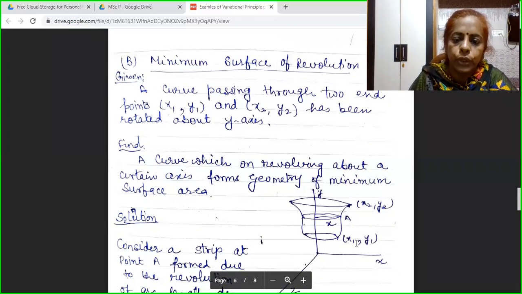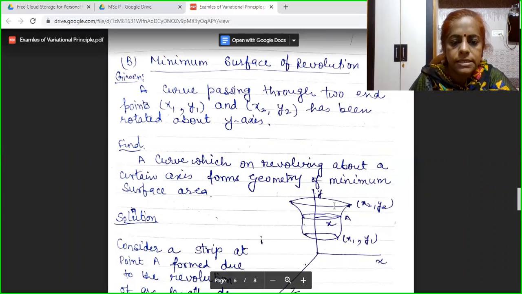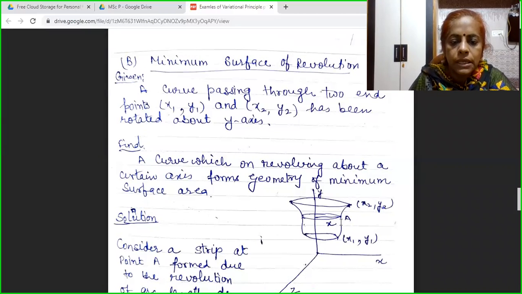Now what I am doing, I am rotating this curve about this y-axis. That means this curve is revolving about this y-axis. What I have to find? What will be the minimum area that will be formed by this curve on revolving about this axis? I have to find the shape of the curve.